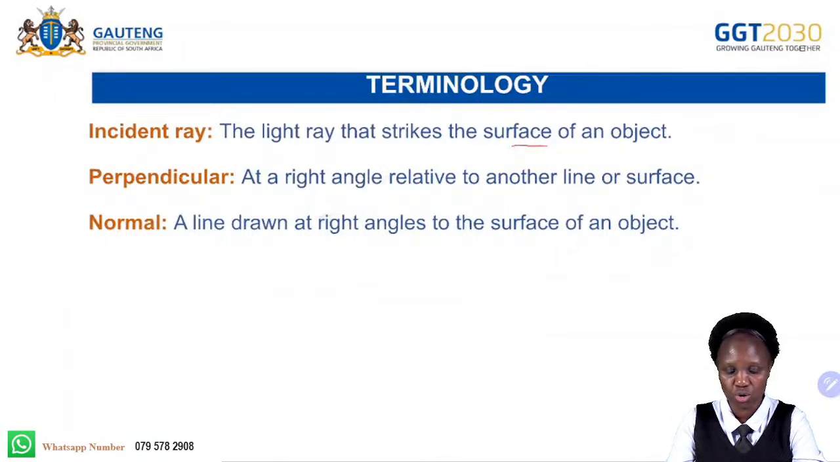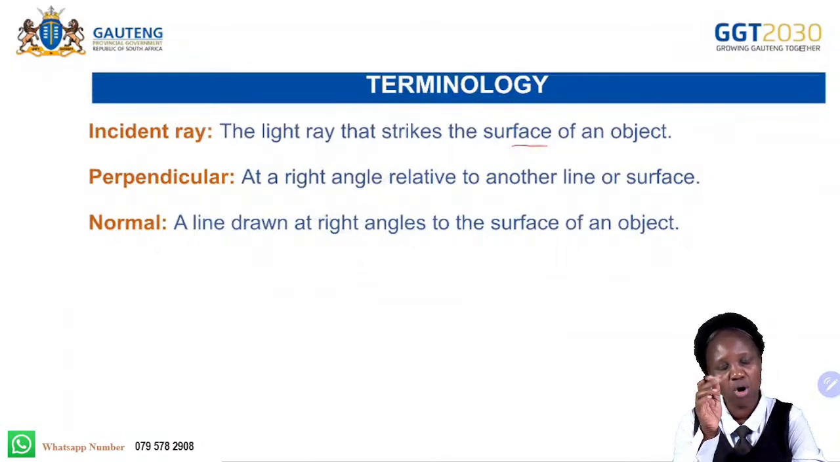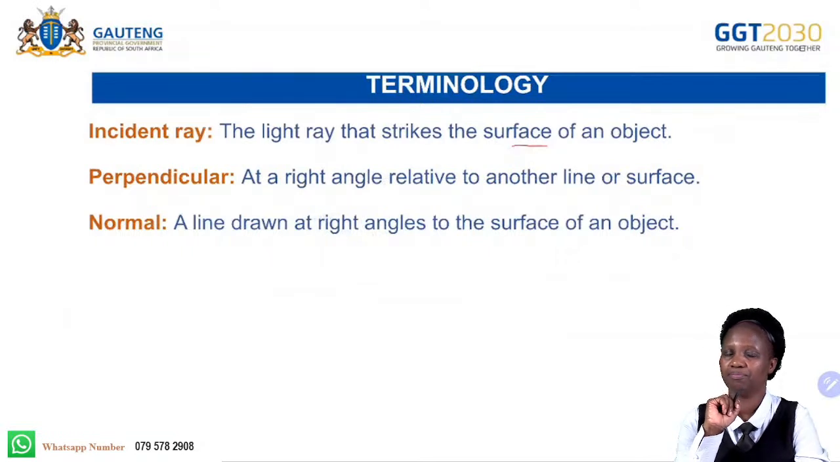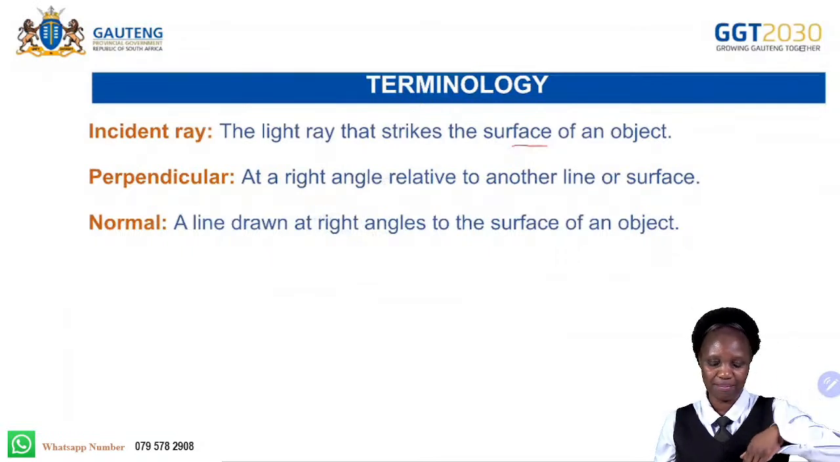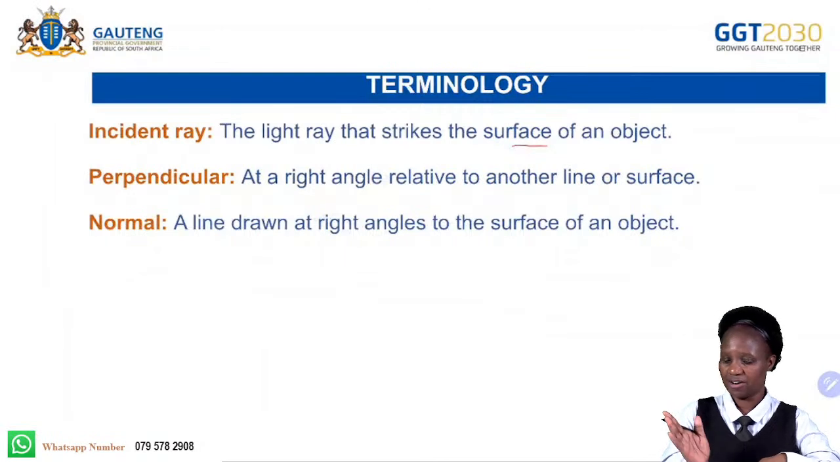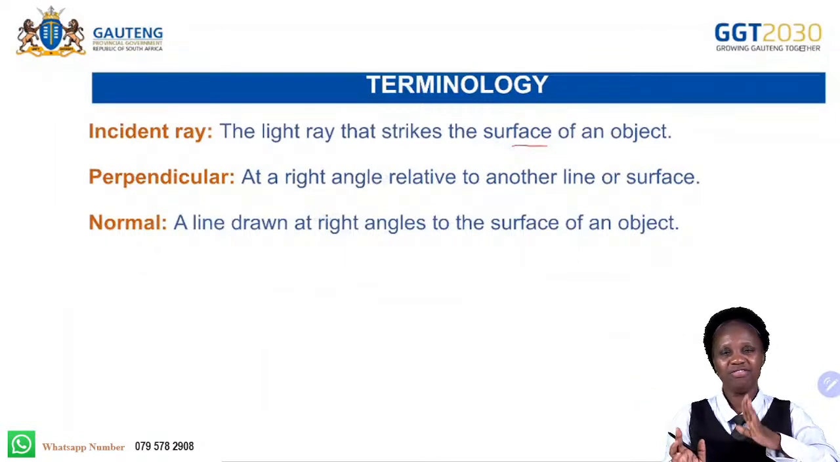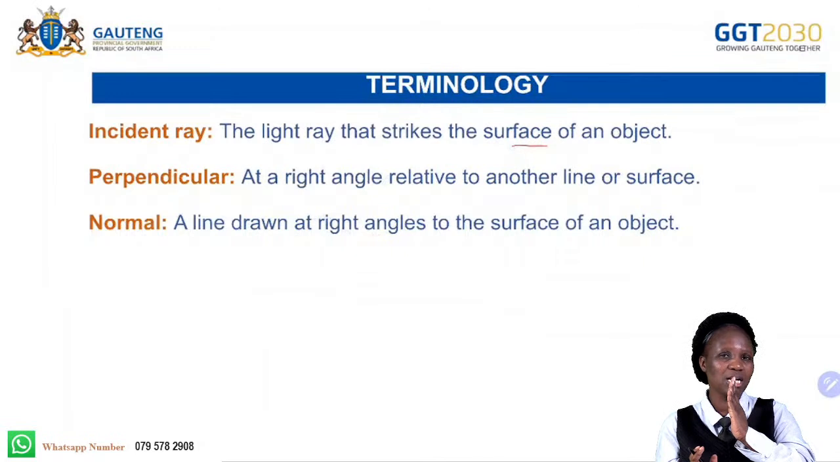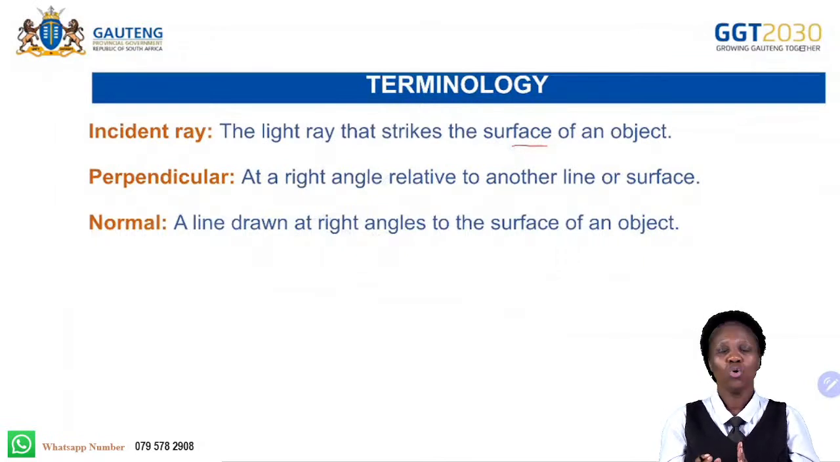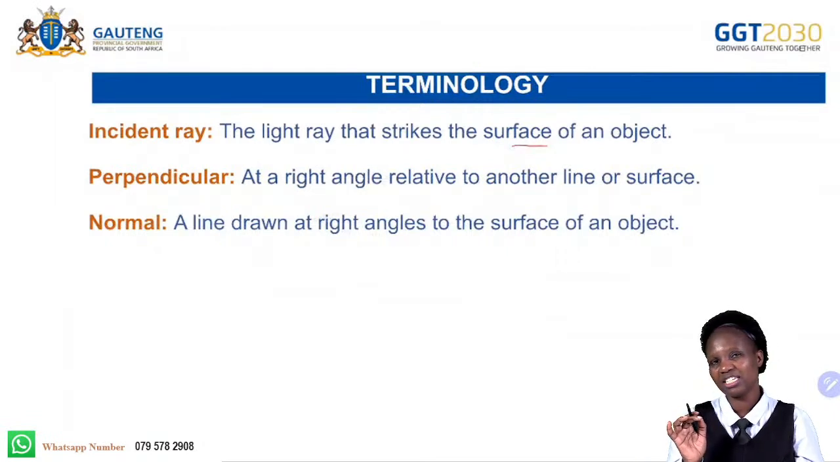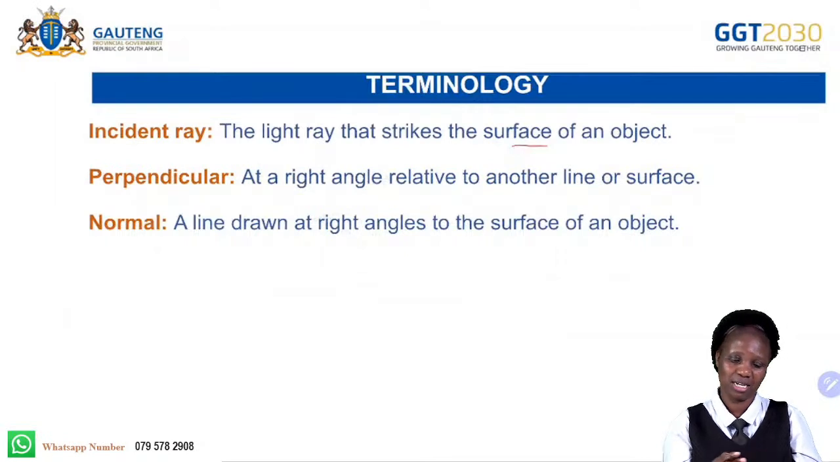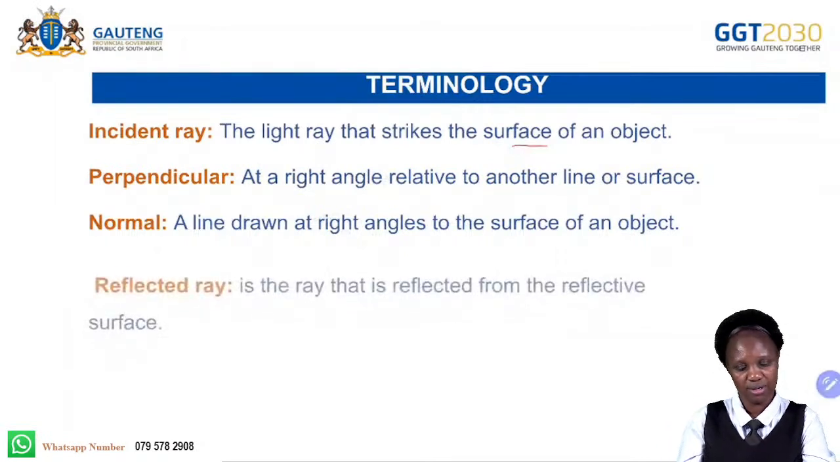And then normal. This is a line drawn at right angles to the surface of an object. That is the normal. For example, we were talking about the incident ray that is coming into the surface, then the reflective ray that is outgoing, and then in the center there we talked about the imaginary line, which is the normal. And then from the incident ray to the reflective ray, we get how many degrees? 90 degrees. Okay, let's move on.